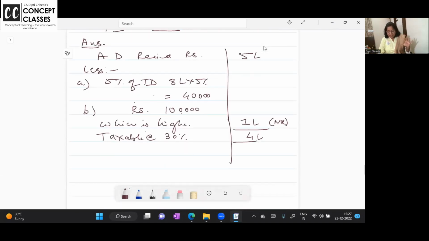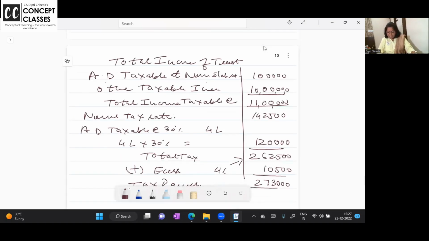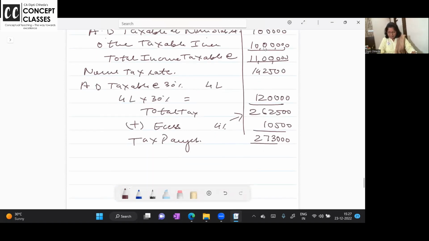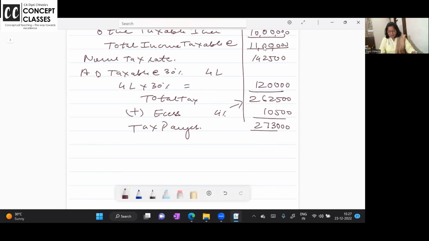If 5 lakh is received, then 5% of the total donations, anonymous, corpus, voluntary, that comes to 40,000, or 1 lakh, whichever is higher. So this is taxable at normal rate. Remaining 4 lakh is taxable at flat rate. Your normal income is at normal slab rates, and anonymous donations at 30%, and this is how you get the total tax.